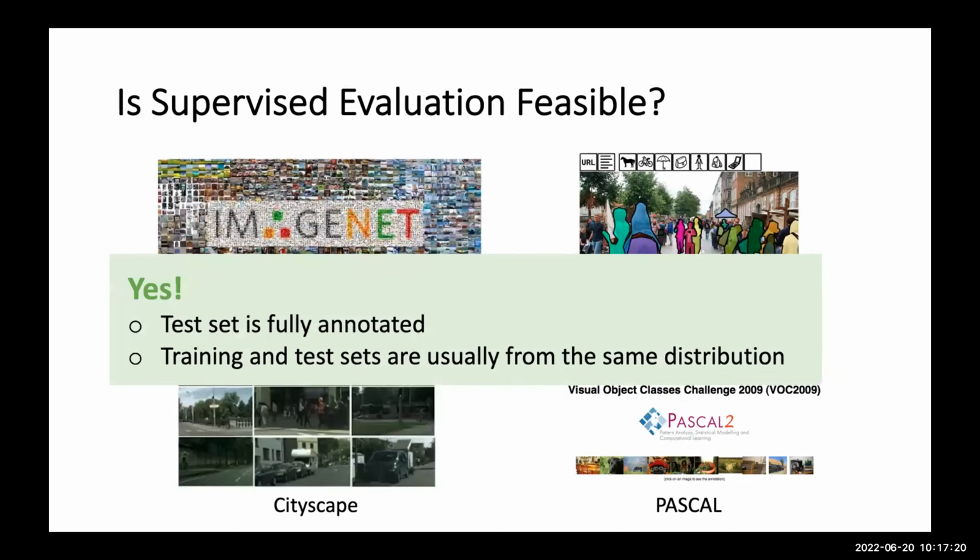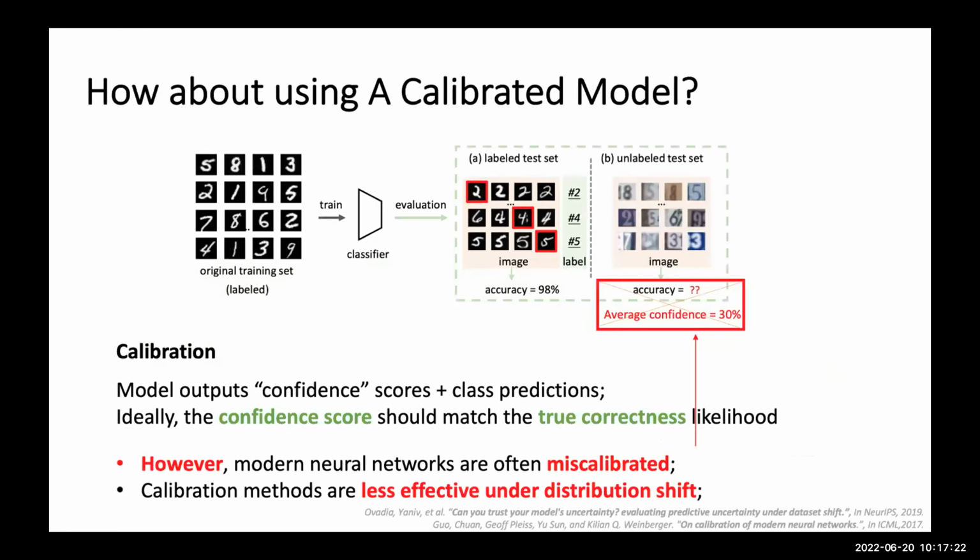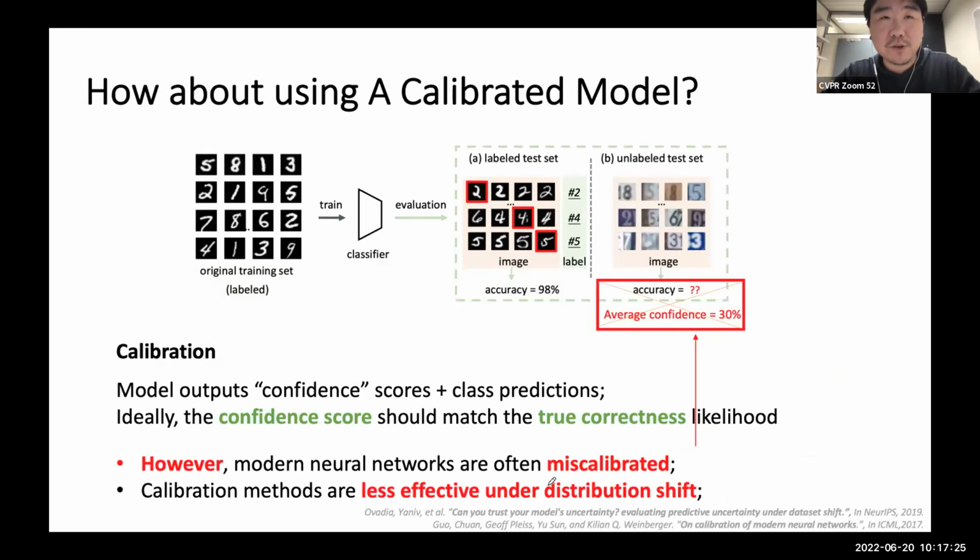So calibration is not very useful for out of distribution data. This is still an active area of research: how to make calibration methods work for out of distribution data. Cool. Thank you. Okay. Thanks.